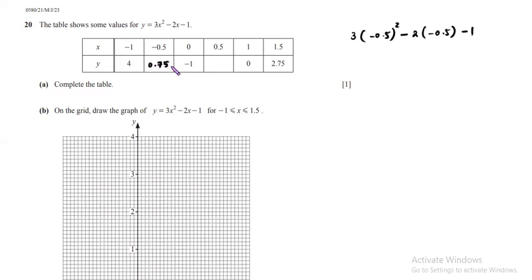That is 0.75. We got to do the same thing here, but this time to find 0.5's value, we need to replace this as 0.5. That way we get the value as minus 1.25. So I'll just mark it like this. I'm not going to put this in the calculator. So this is what we get.